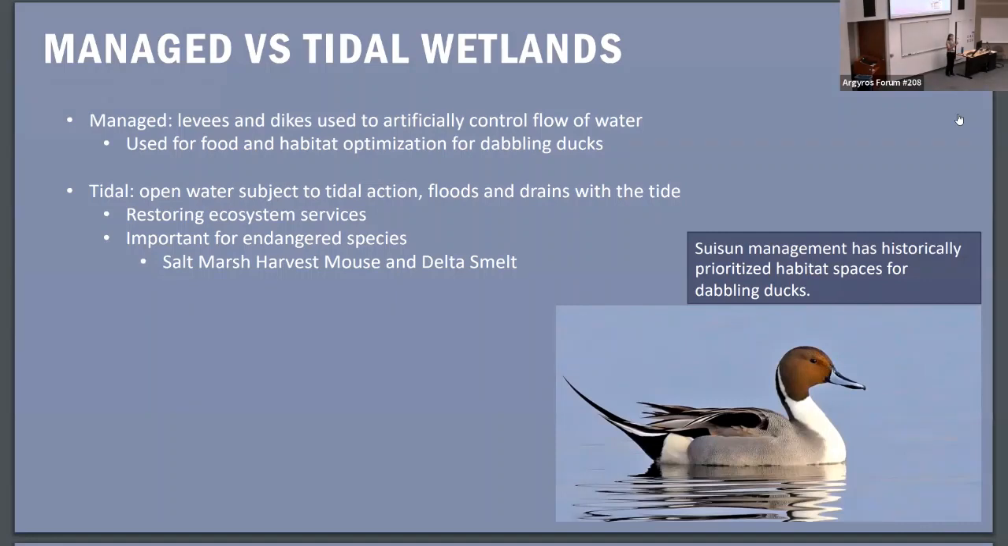And why they're re-implementing it is to restore certain ecosystem services, and it's super important for endangered species out there, like the salt marsh harvest mouse and the delta smelt that Max mentioned earlier. And just to re-clarify, the Sassoon Marsh has historically prioritized habitat spaces for ducks.